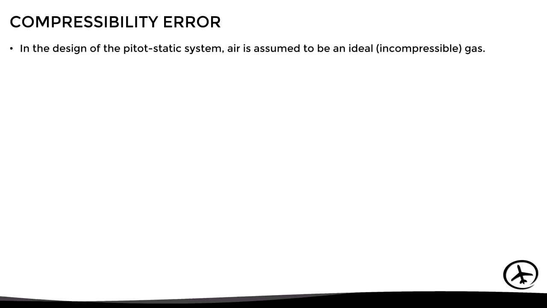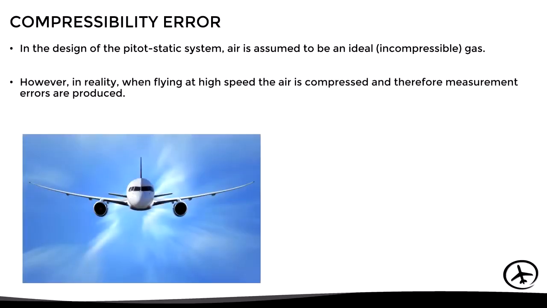Let's now move on to the next type of error, which is known as compressibility error. In the design of the pitot static system, the air is assumed to behave as an ideal gas, and one of the characteristics of an ideal gas is that it cannot be compressed. However, the reality is that, when flying at high speeds, the air actually compresses, thus generating certain errors in the measurement of airspeed. Normally the compressibility effects start to become significant above 300 knots, therefore this error is almost nil in small and slow aircraft.